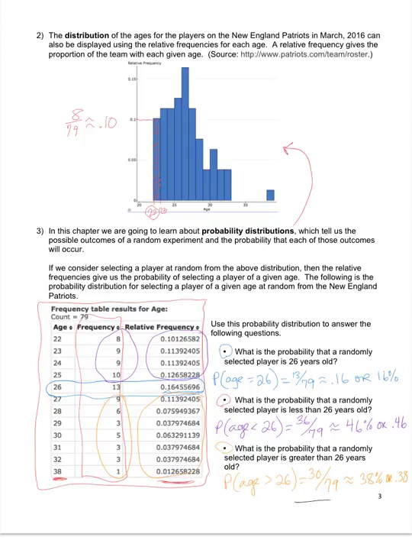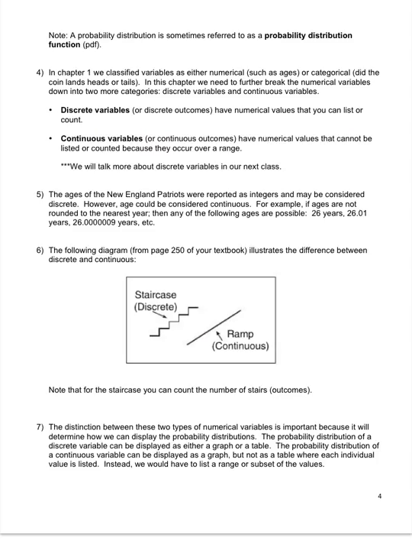One, if you add up these three fractions, you're going to find that you've accounted for all 79 players. If you add up these three percentages or decimal form, the proportions, you should again find that you've accounted for all of the players, 100% of them. Which means the total area under this probability distribution up here is 100%. All right, so note a probability distribution is sometimes referred to as a probability distribution function, or PDF for short.